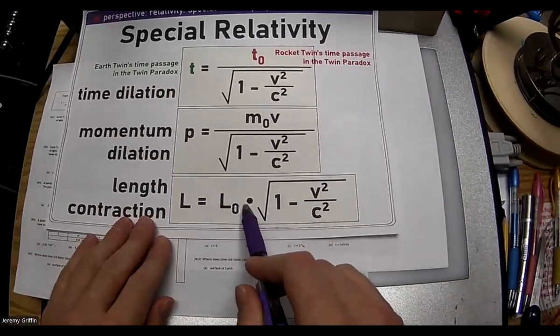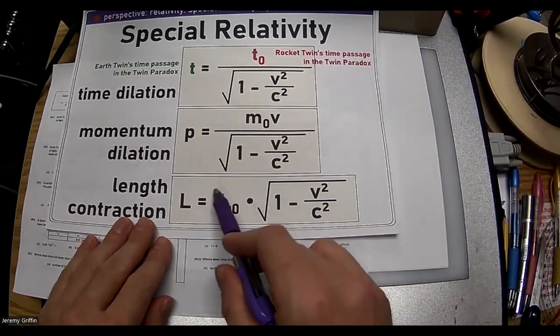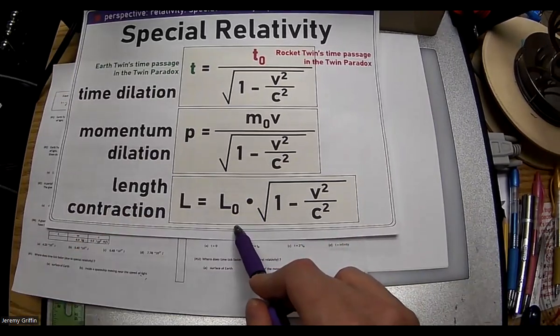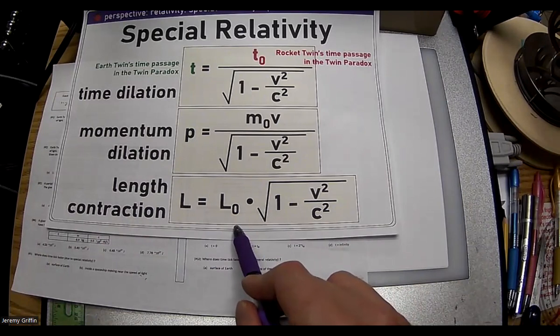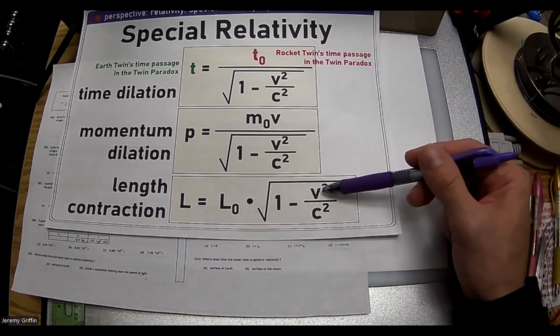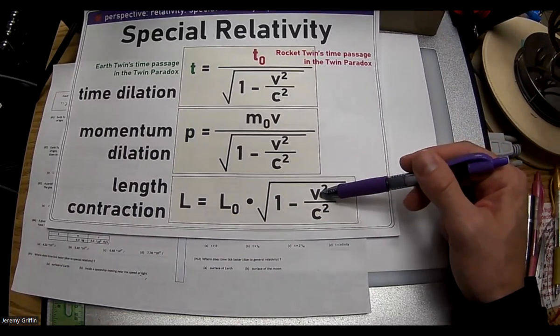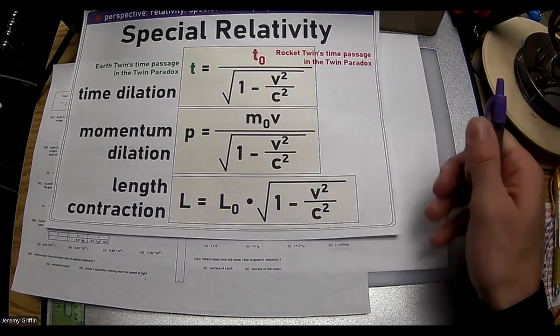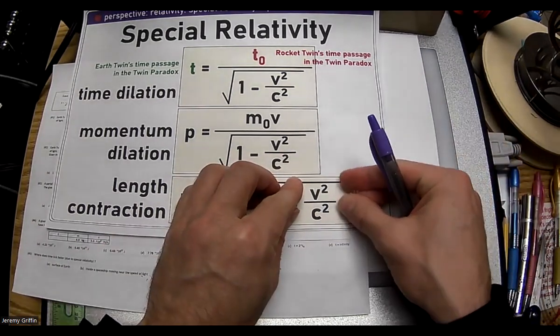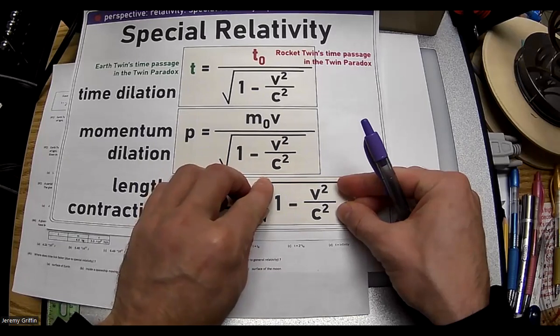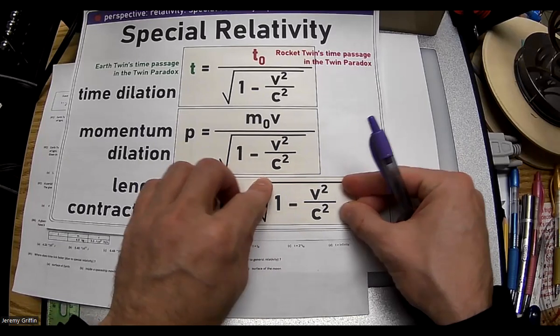Okay, let's do that again. If you start off with a rest length of like 10 meters, let's say we're sending that train through the train tunnel, but now at a relativistic speed. So this v is some good proportion of c, which means this fraction is between 0 and 1. If you square it, that's still true. 1 minus something between 0 and 1 is between 0 and 1. The square root of that.